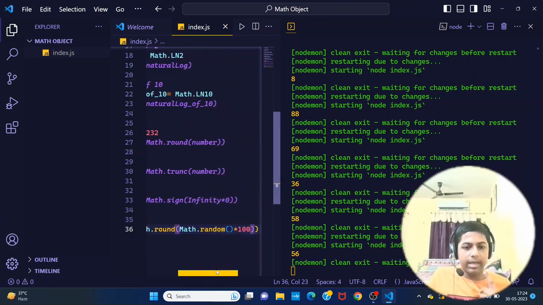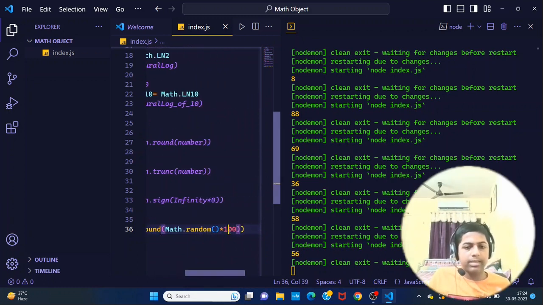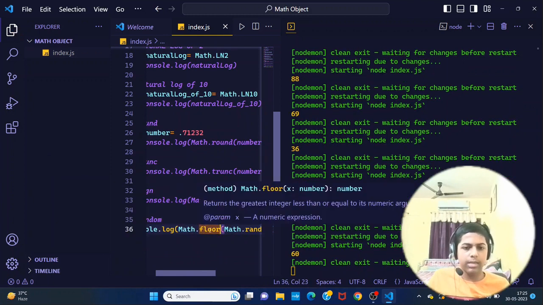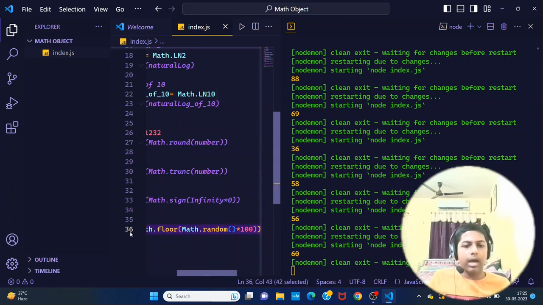Now, how can you decide the range? That depends upon the number that you give here for the multiplication. So the number is going to be between 1 and 100. You can even use the floor function as well. That's almost the same as the round function. Okay, so that's about it.